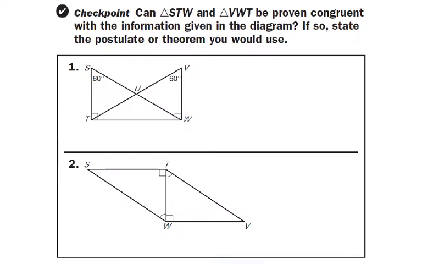Okay, go ahead and do checkpoints 1 and 2. A hint for checkpoint number 1 is draw the two triangles separate from each other and then mark all the parts congruent. It'll be a little bit easier to see. So again, draw them separately and mark all the parts congruent. So pause the video, work out those two, then come back for the answers.